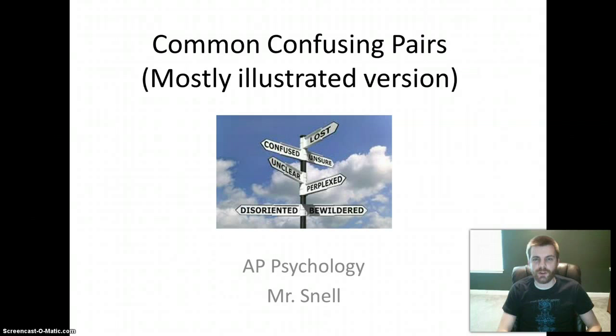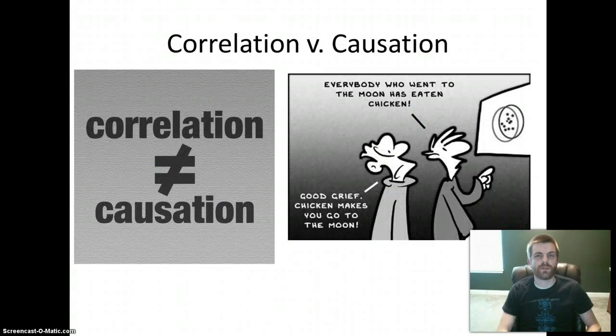There is a reason why these are considered confusing pairs, and it is that some of them are very similar in nature in terms of the way they're structured or the way that they sound. So hopefully over the course of this video you'll have some insight into some of the vocabulary in AP Psychology which can be a little confusing. So let's go ahead and take a look at the first set.